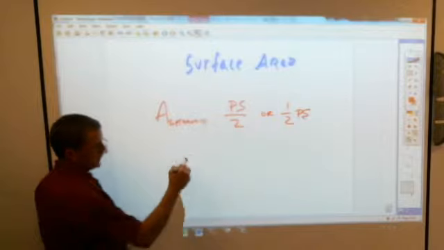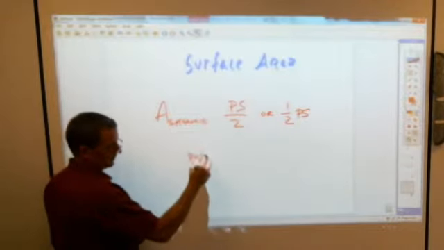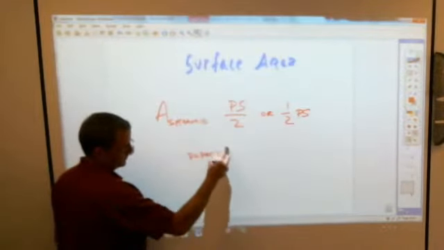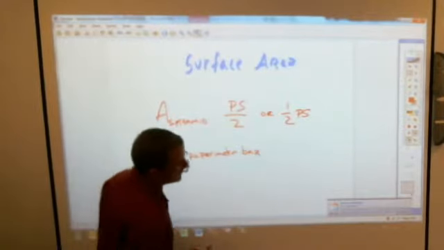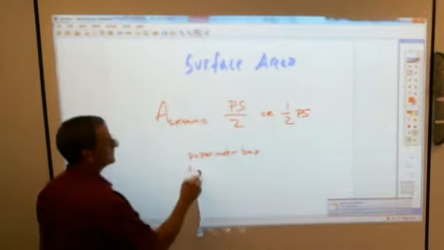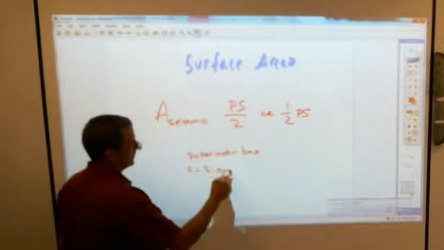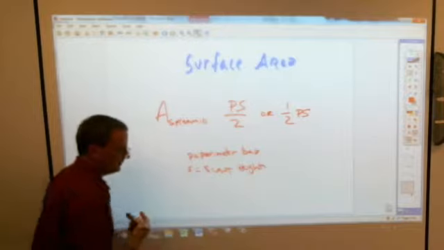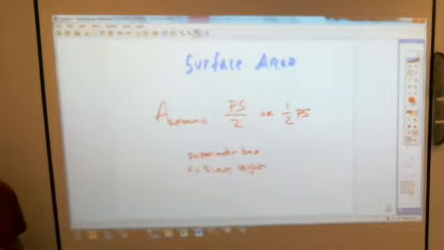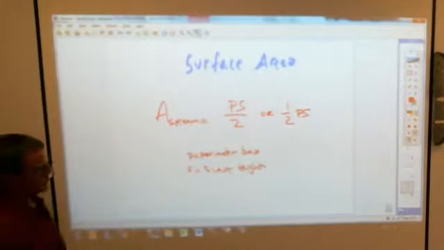What is P? P is the perimeter of the base. And then S, which you'll never get, is the slant height. Usually in math when we talk about height, it's perpendicular to the base. Slant height is not that. It's the height of the slanted piece of the thing. So we have to draw one here, and I guess we should draw the one that they have in the book there.